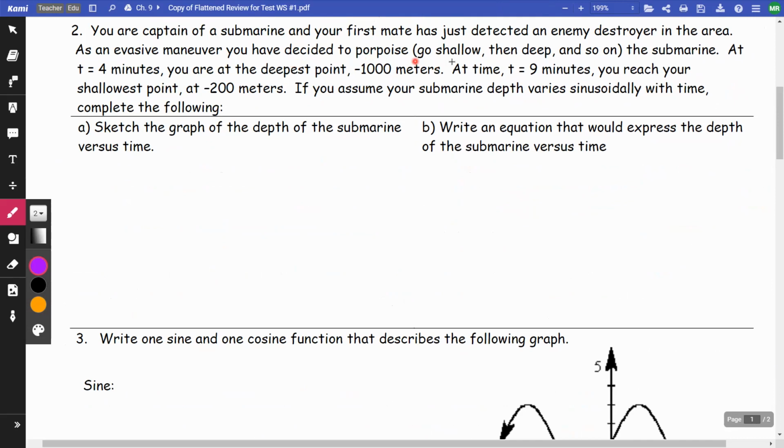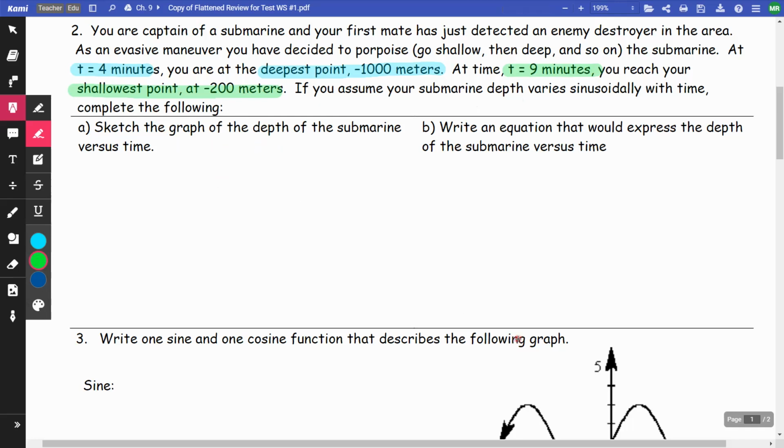So we are going to porpoise, or go shallow, then deep, and so on with the submarine. At t = 4 minutes, you are at your deepest, which is -1,000 meters. At t = 9 minutes, you reach your shallowest, which in this case would be our highest, at -200 meters. If you assume your submarine depth varies sinusoidally with time, complete the following.